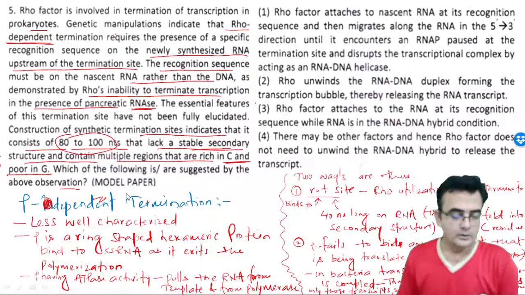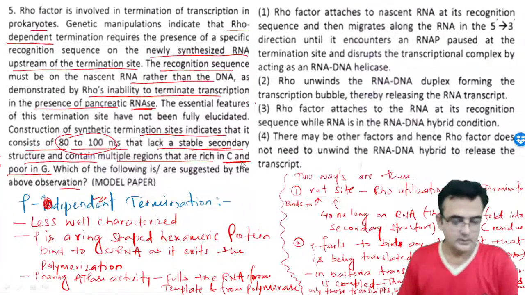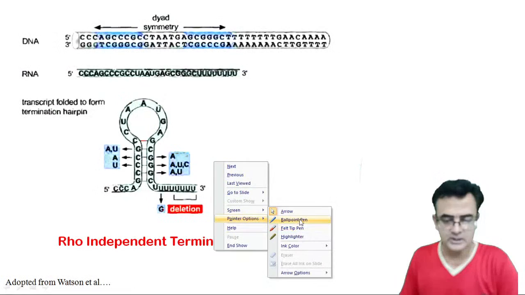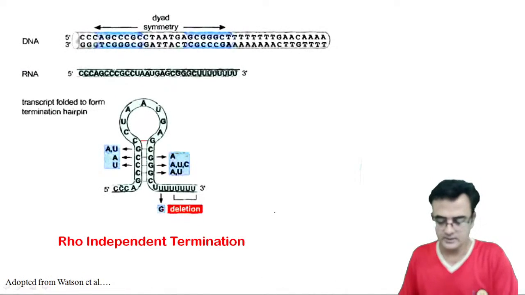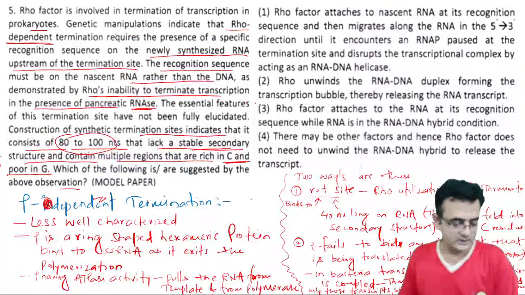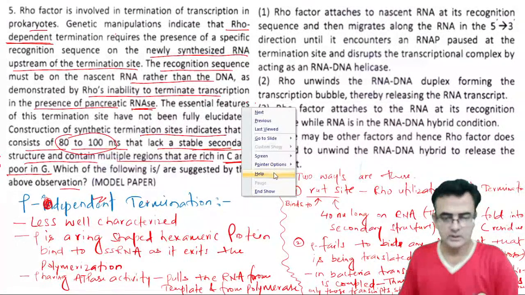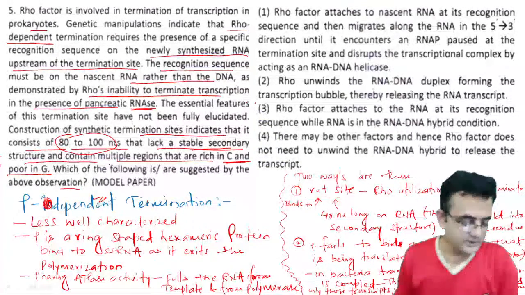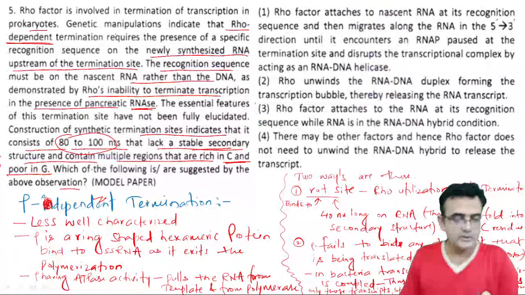Okay, so this is the question then. That synthetic sequence is poor in C and rich in... poor in G, right? So that synthetic sequence they are talking about is rich in C and poor in G, right? So first of all, we try to understand what is actually rho independent and rho dependent termination.